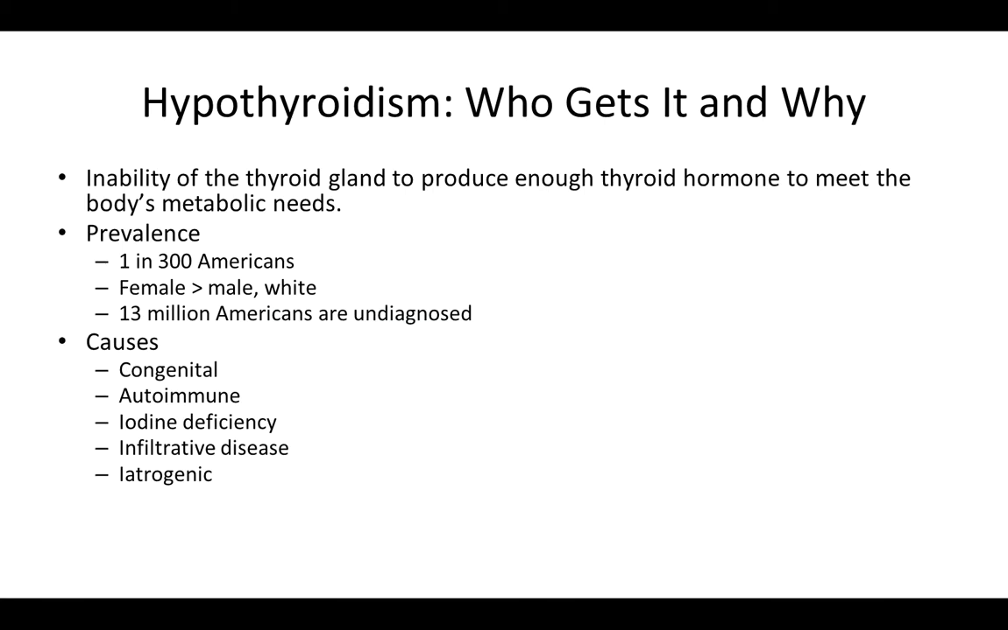So who gets it and why? Typically, patients with hypothyroidism are more likely to be female, 2 to 8 times more likely to be female than male. The most common race is Caucasian. Autoimmune processes are the primary causes in the United States, and internationally it's more likely to be related to iodine deficiency. It can be congenital.